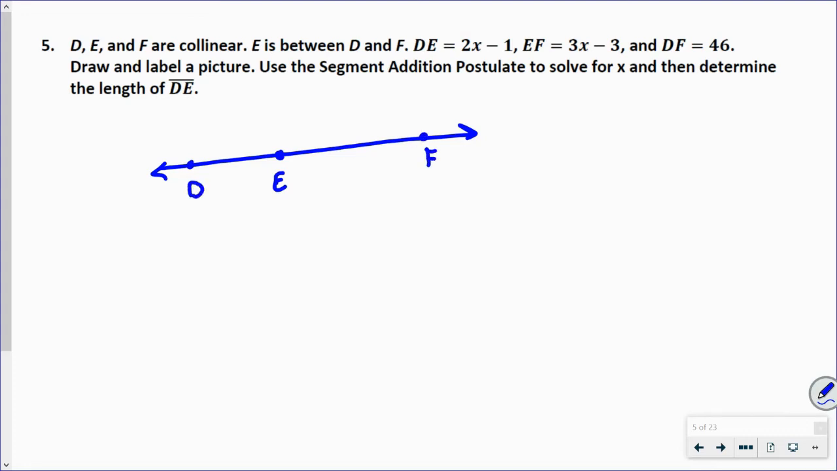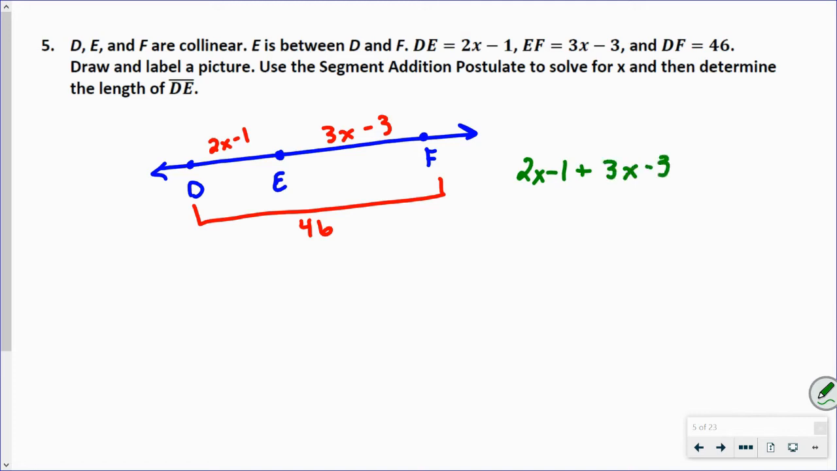It says nothing about midpoint, so I like to offset that point between just a little bit. DE is 2x minus 1. EF is 3x minus 3. And DF is 46. Draw and label a picture. We did that. Use the segment addition postulate to solve for x and determine the length of DE. With that segment addition, we're going to take the little parts and add them together to get our larger segment. So our little part was 2x minus 1, plus the other little part was 3x minus 3, and that equals 46, our big part.